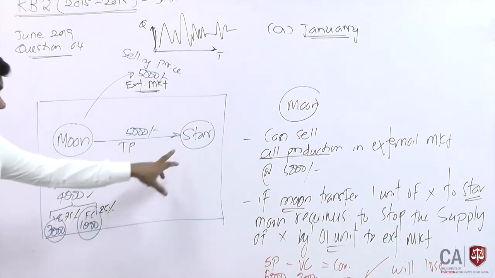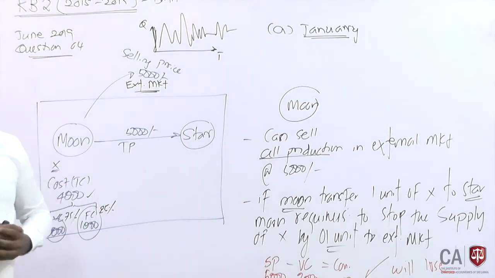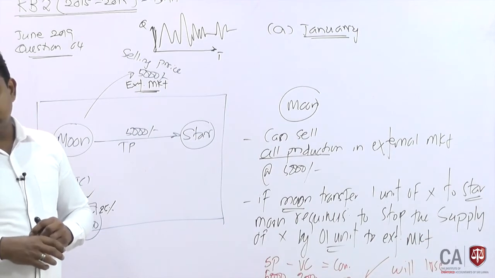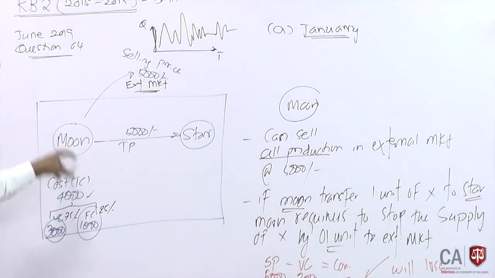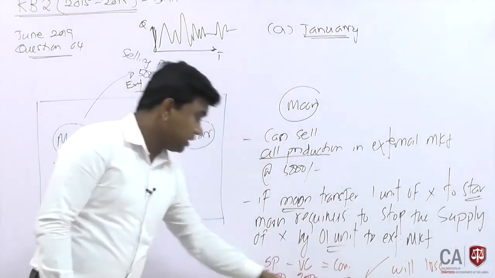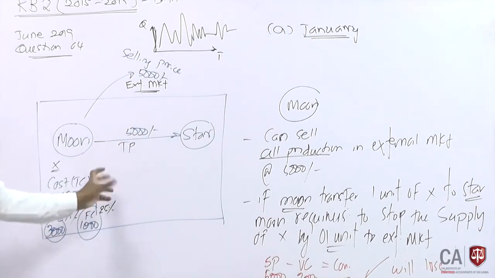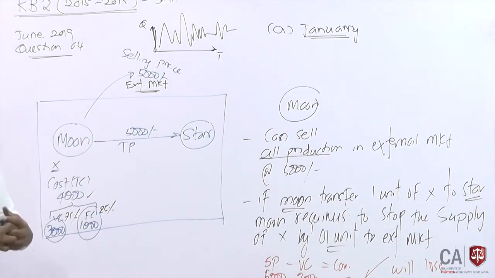But sometimes Star can buy that item at a different price from the external market. If so, you cannot exceed that. That's the other way. But in this scenario, they have not mentioned Star can buy this from outside, because the last point given in January says Moon will have external demand for all of its production of product X at a selling price of 5000 per unit. Also, Star doesn't have any external market, they have not mentioned it. Therefore, we can say Moon can supply this product at their variable cost plus the opportunity cost they incur when transferring it to Star. Therefore, 5000 can be the best transfer price in that type of scenario. Is that clear? That is the possible answer for January.